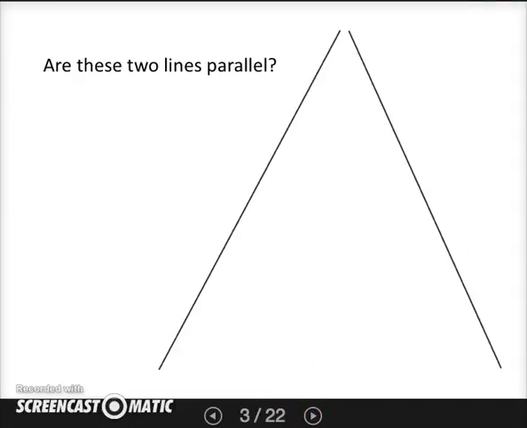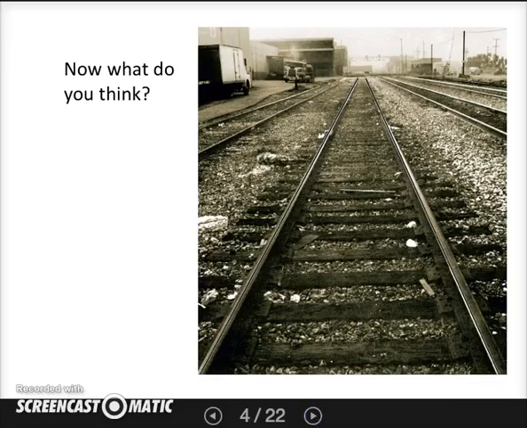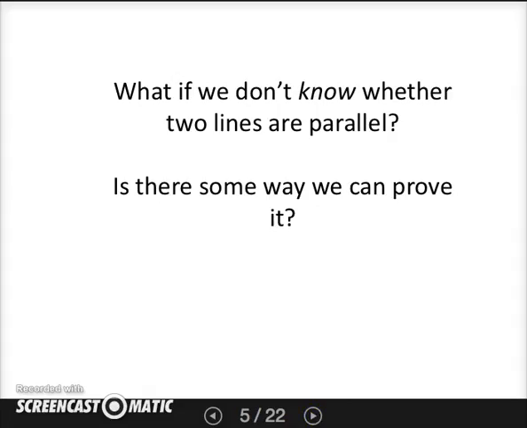What do you think? Are these two lines parallel? Now what do you think? What if we don't know whether two lines are parallel? What if we're not given that information in the problem statement? Is there some way we can use other information to prove two lines are parallel?